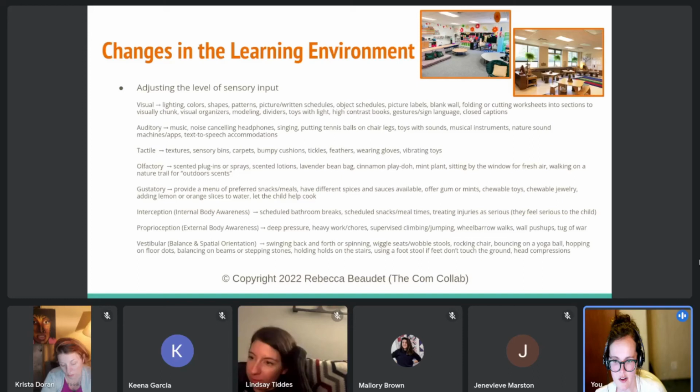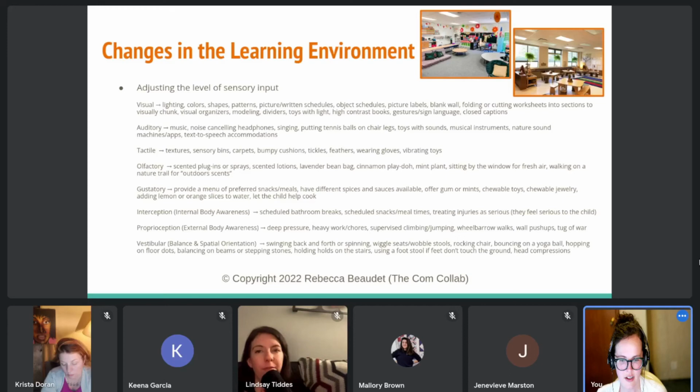Offering gum or mints, chewable toys, chewable jewelry, adding lemon or orange slices to somebody's water, letting the child help cook and taste test. And then these are the three other sensory systems that I just recently learned about, and it really does impact somebody's ability to regulate and participate.